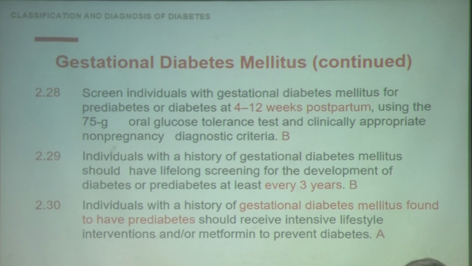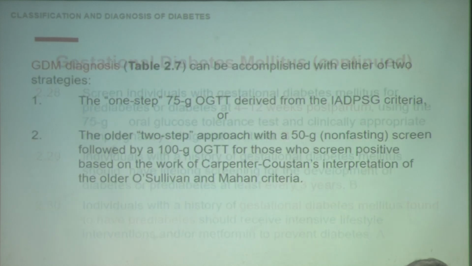See the thing. If you are starting metformin, don't bother. Even if the patient will say, I don't have diabetes, why should I be on metformin? Please, the recommendation is very strong, it is A.